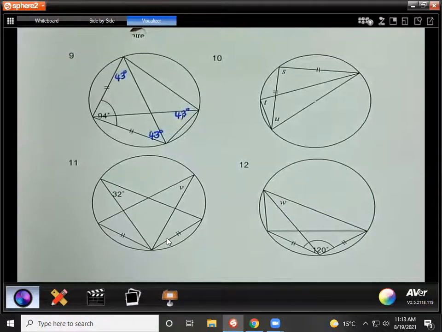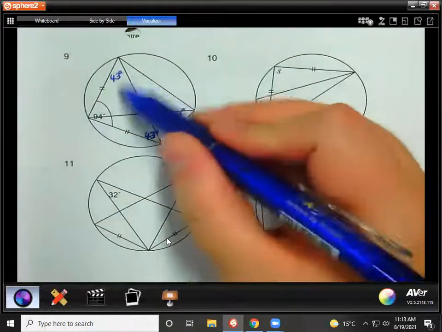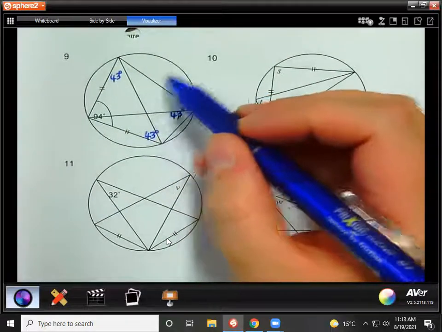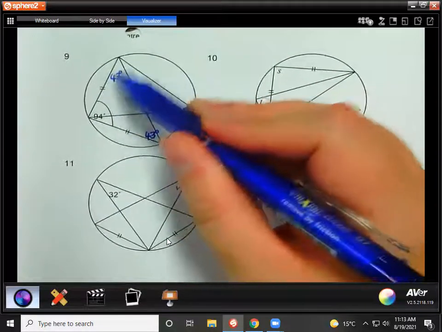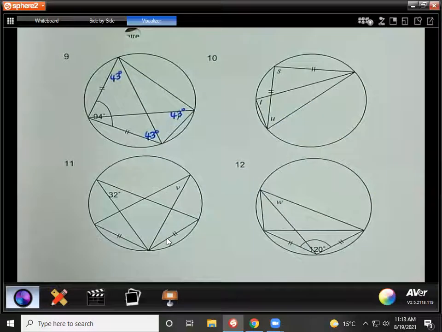Any questions on that one? Yes, so first you would do those 3 reasons, well, actually 2, for getting this 43, and then you would say angles in same segment. All right, number 10, what's happening here?